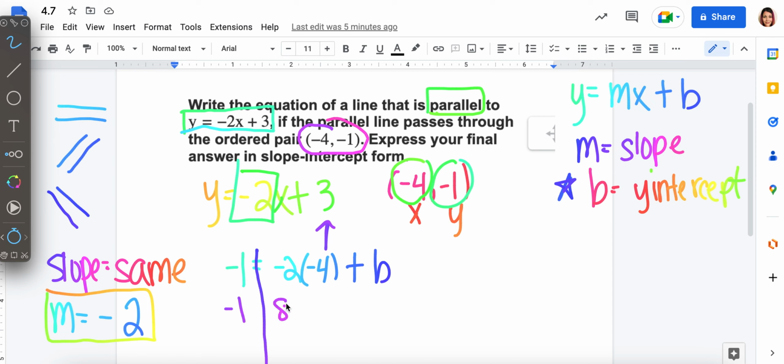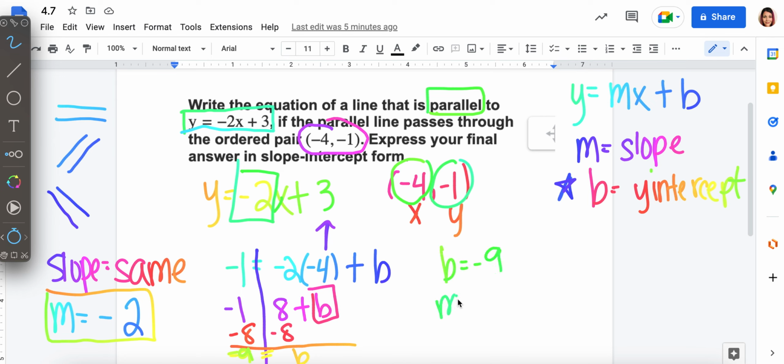-2 times -4 is 8 plus b. We know we need to balance it and isolate this variable. So I'm going to subtract 8 from both sides. And I'm going to get b is equal to -8 minus 1, -9. So I know my b is -9.